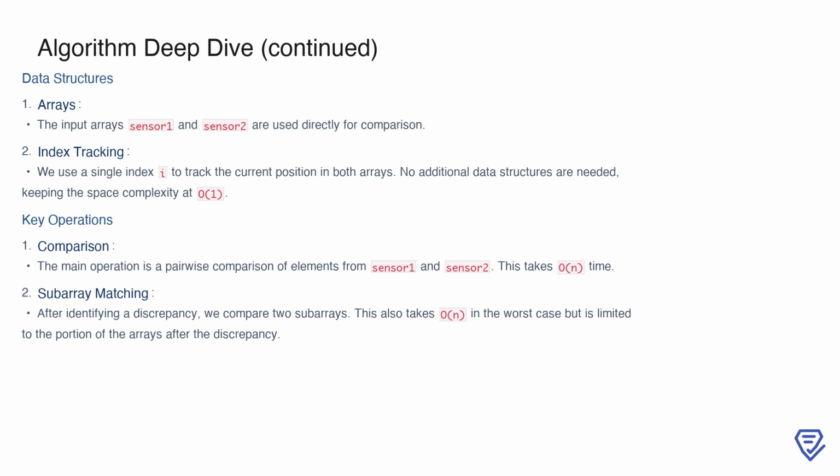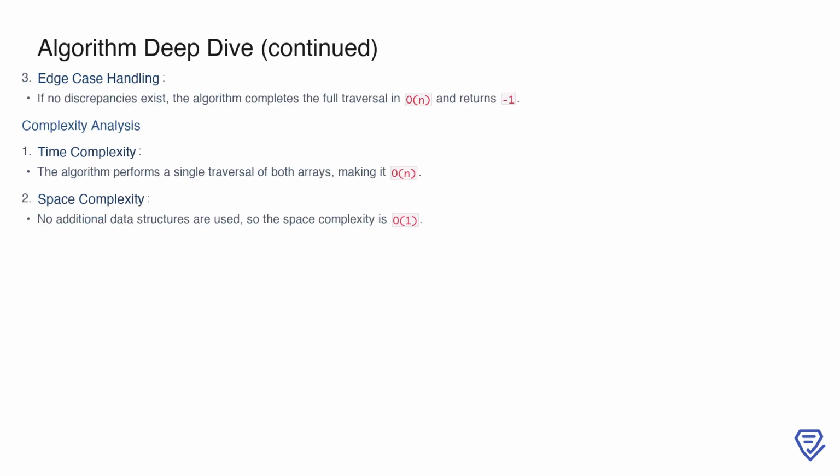Additionally, after a discrepancy is found, we compare subarrays to determine which sensor is faulty. Although this comparison could involve up to n elements in the worst case, it is limited to the portion of the arrays following the discrepancy, ensuring efficiency. Finally, the algorithm effectively handles edge cases to ensure robust performance.